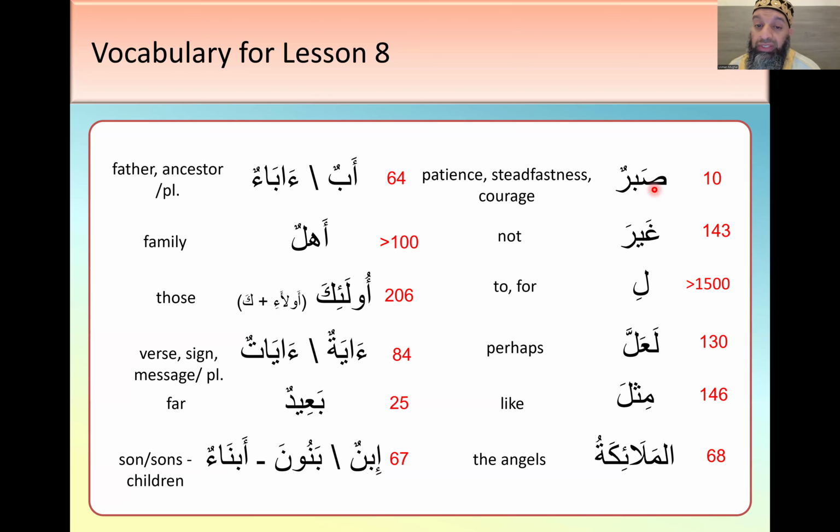Sabrun. Okay, sabrun is a noun. It's a noun because of the double ending. Sabara, that's the root word, yeah? Sabara is the root word, which means he was patient. But patience, it's the same root letters. It looks like a root word, but because it's ending in a double ending, it has now become a noun. Sabrun. That's lesson 10.